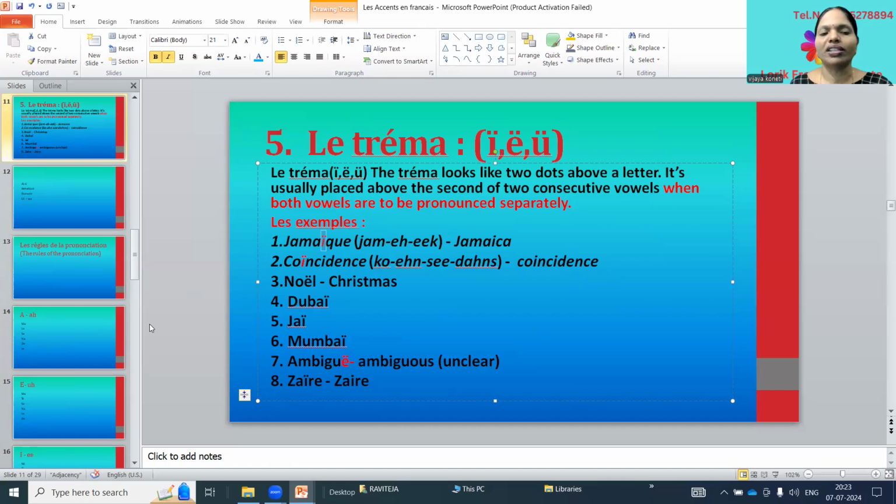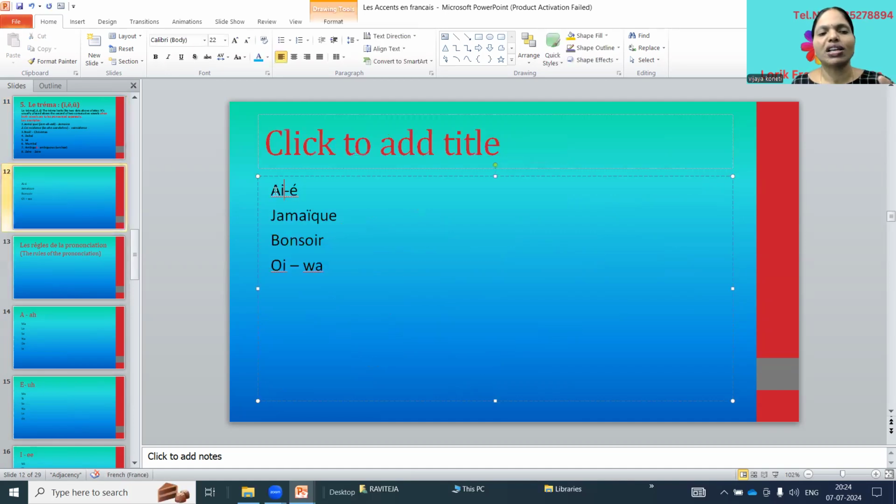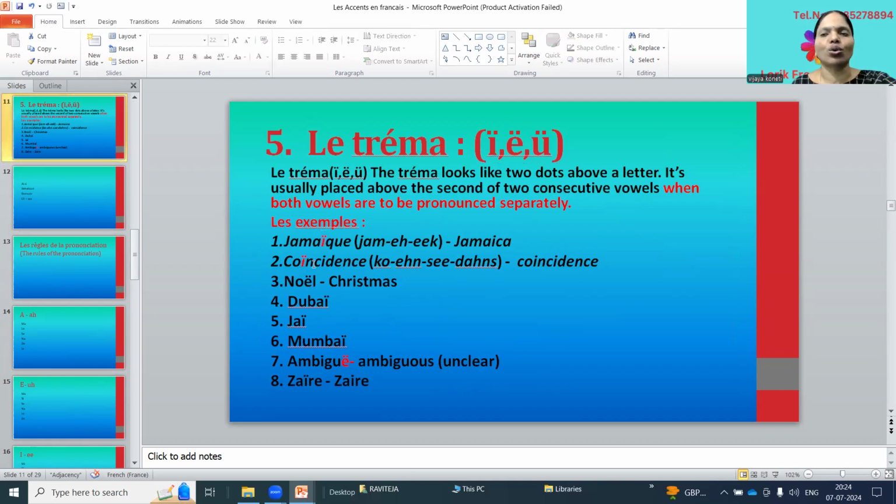Next one, Noël, Christmas. Names also, like Dubaï, Jaïr, Mumbaï. Separately we have to pronounce. And ambiguë, and Jaïr. These are all the main five vowels. Observe: the AI sound is an A sound, but in Jamaïque the I we pronounce separately. Likewise OI is wa, but in coïncidence we say it separately.